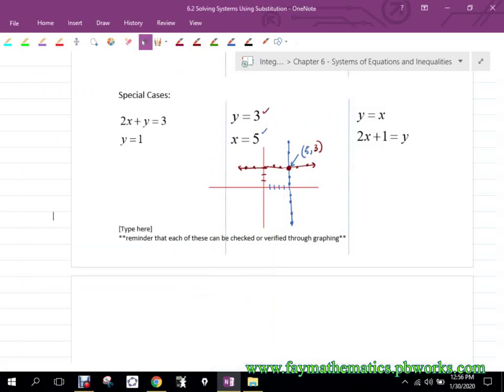So yesterday, there was a case in the middle there that we talked about. I want to talk about these next two special cases.